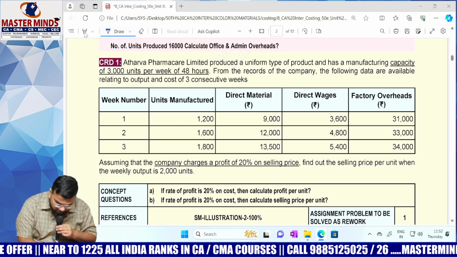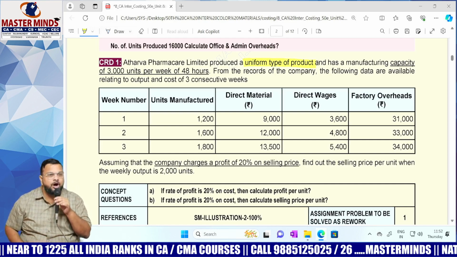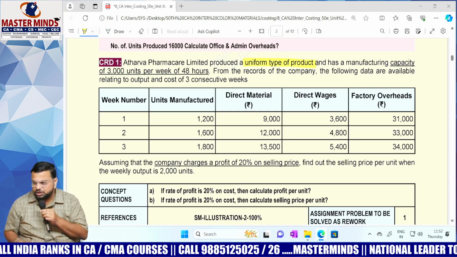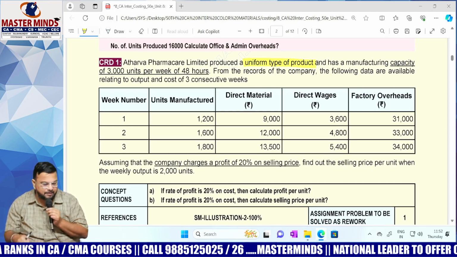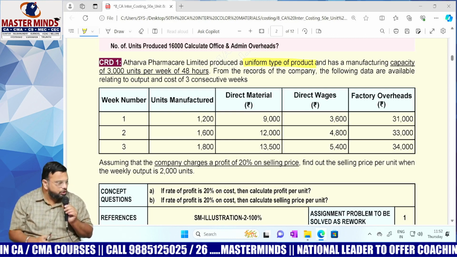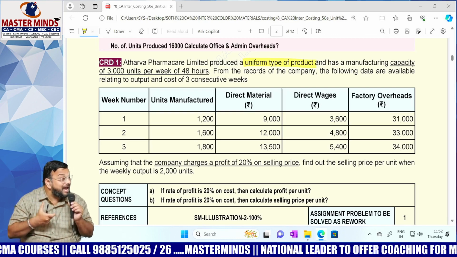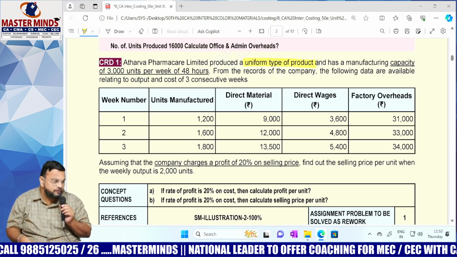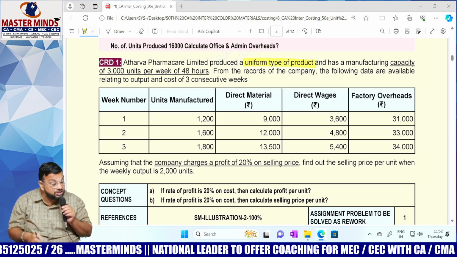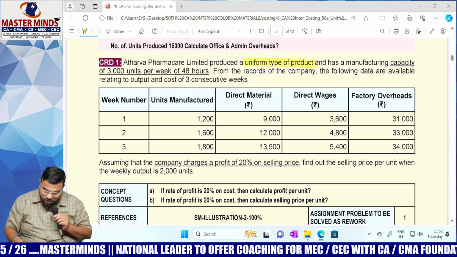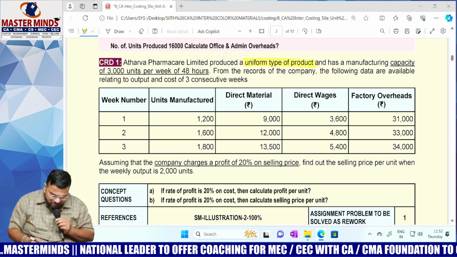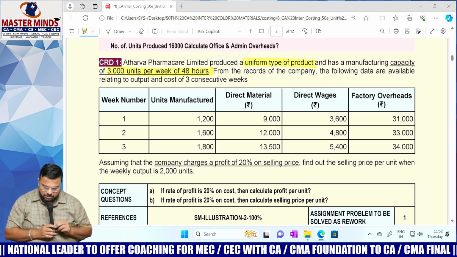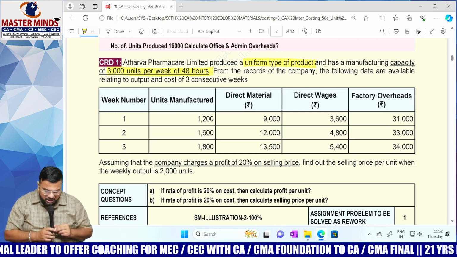The thing that we need to focus on is the uniform type of product. He will not mention which method of costing is to be applied, Nana. We know unit costing is applicable when an industry produces identical or uniform products. So when this term is used, we should be able to understand that this problem is from unit costing. So what is the manufacturing capacity, Nana? 3000 units per week of 48 hours. So in a week, how many hours, Nana? 48 hours, and capacity is 3000 units.